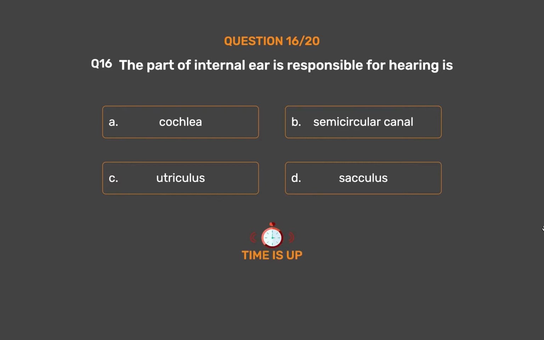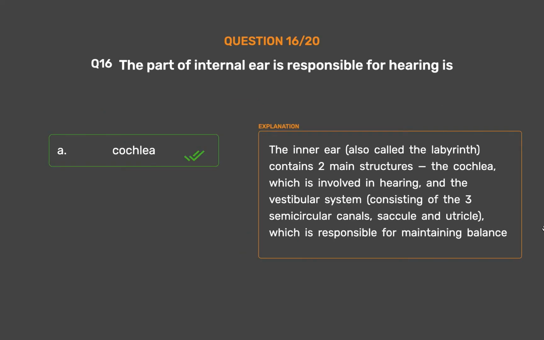The correct answer is Option A, cochlea. The inner ear, also called the labyrinth, contains two main structures: the cochlea, which is involved in hearing, and the vestibular system, consisting of the three semicircular canals, saccule and utricle, which is responsible for maintaining balance.